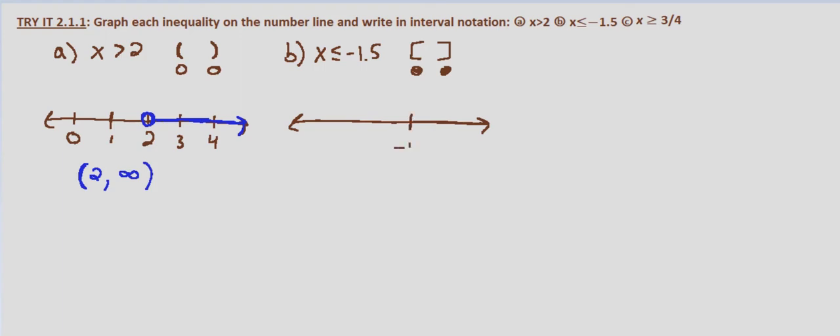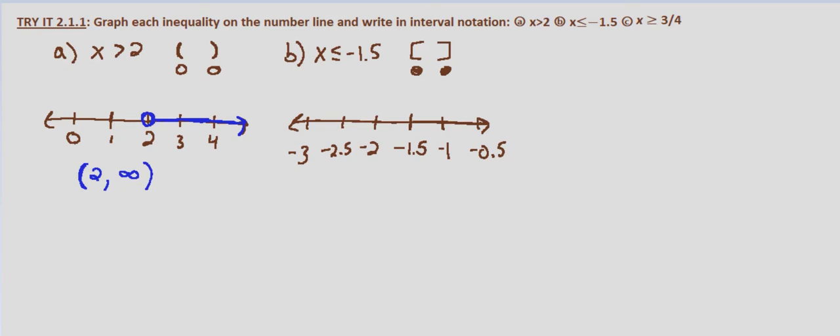So let's let this be negative 1.5. Then this would be negative 2. This would be negative 2.5. This would be negative 3. This would be negative 1. And this would be negative 0.5. And again, try to get the tick marks fairly close to the same distance apart.